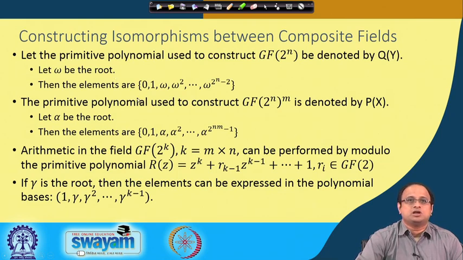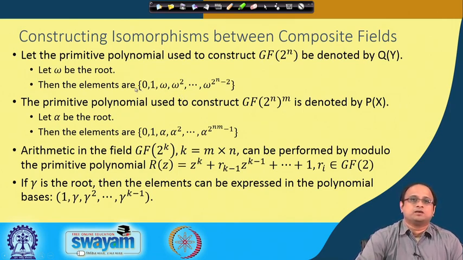So, therefore, now the elements 0, 1, omega, omega square, up to omega to the power of 2 to the power of n minus 2 will give all my elements in GF(2^n). You can think of the example that I gave you for GF(2^4). That had all 15 non-zero elements.